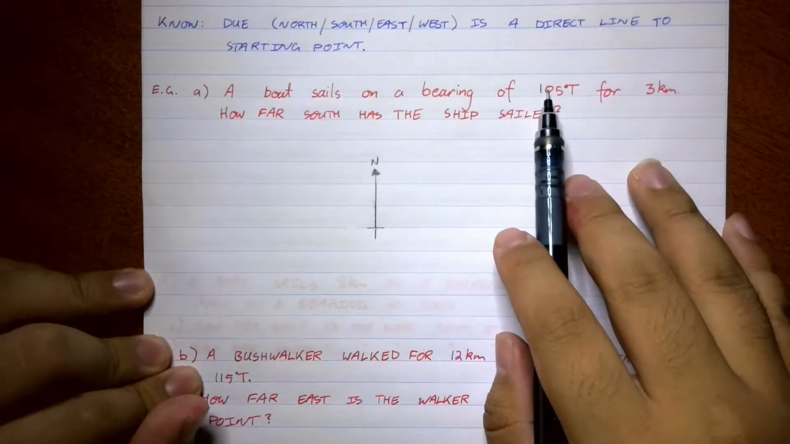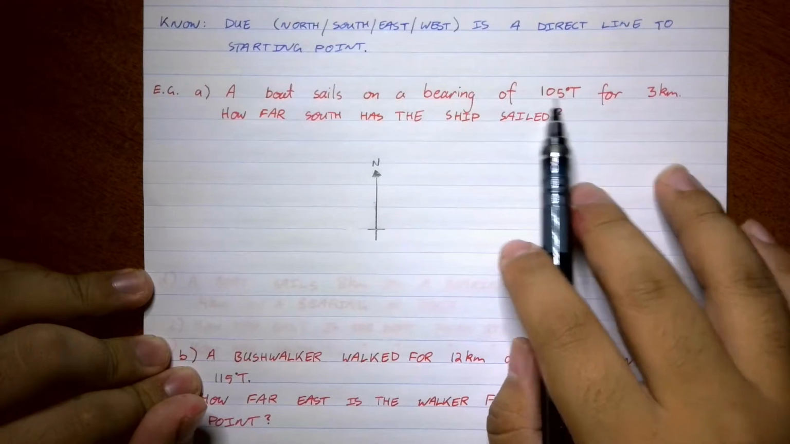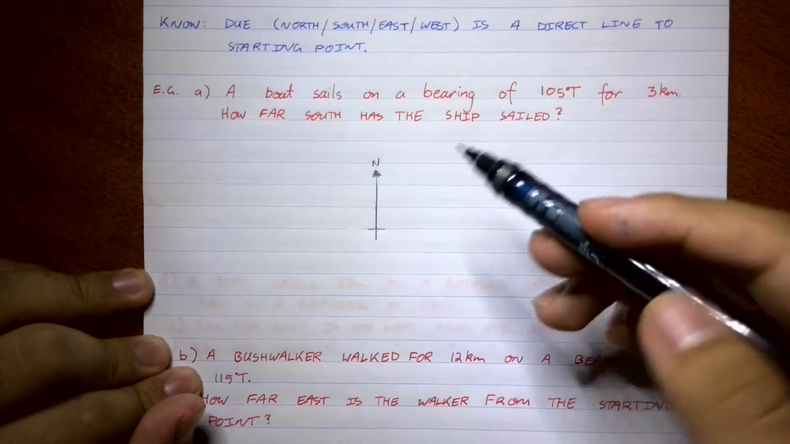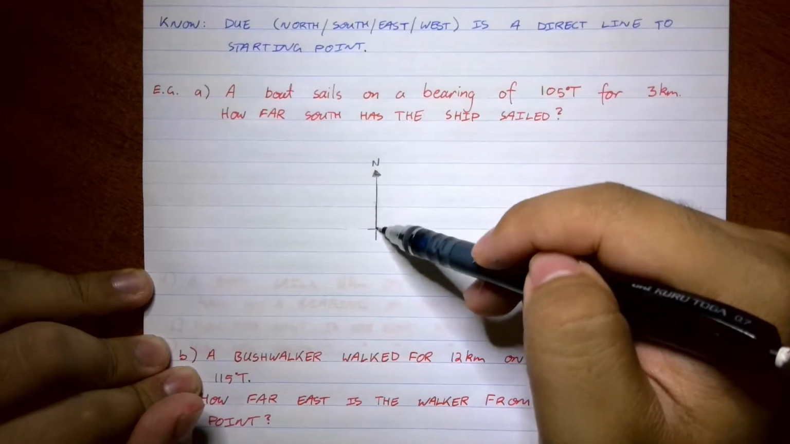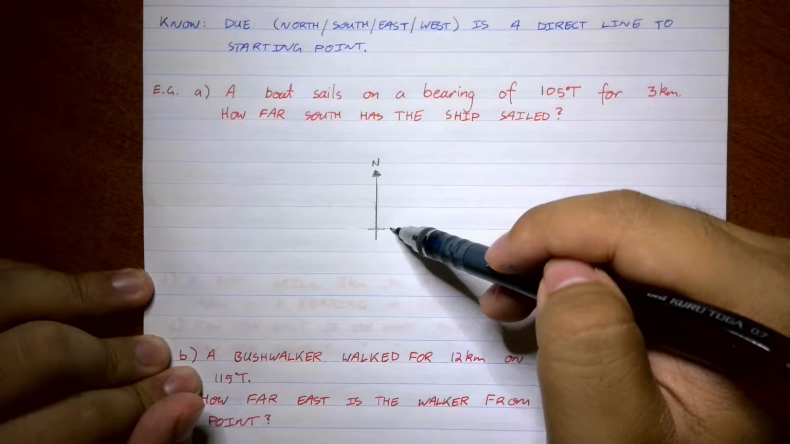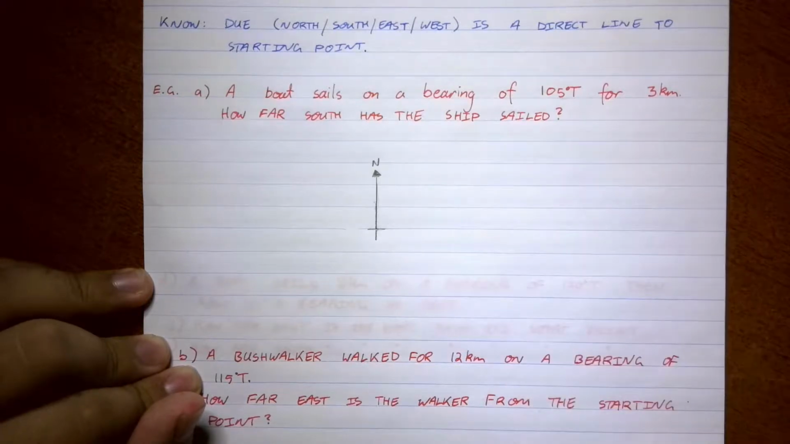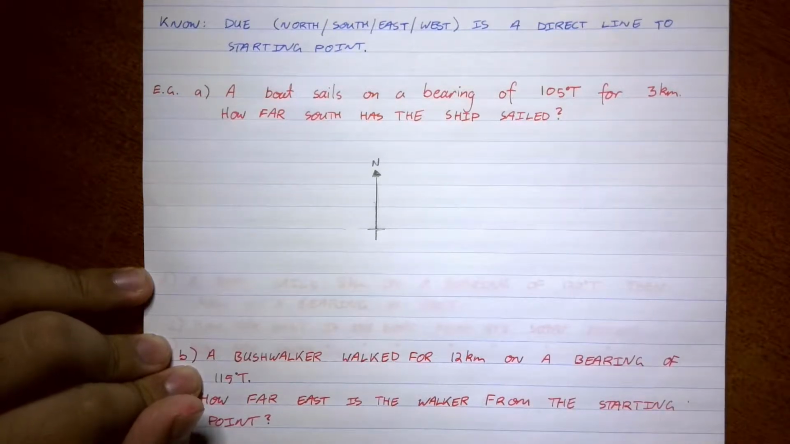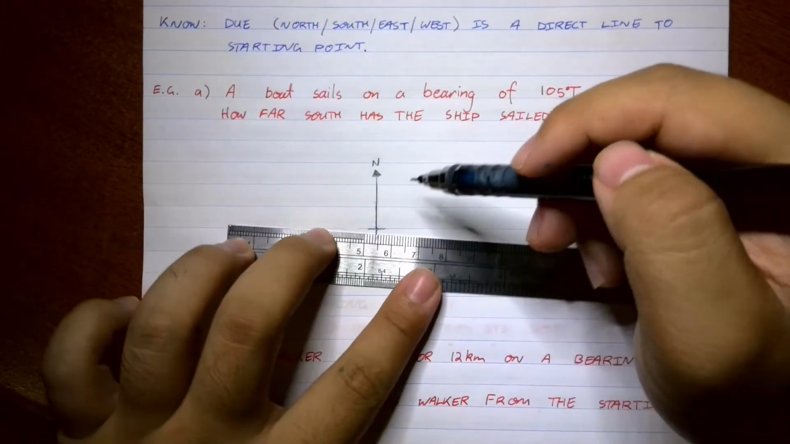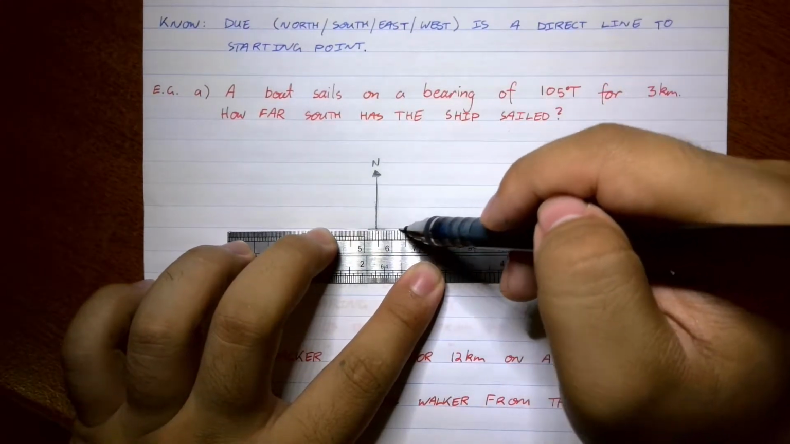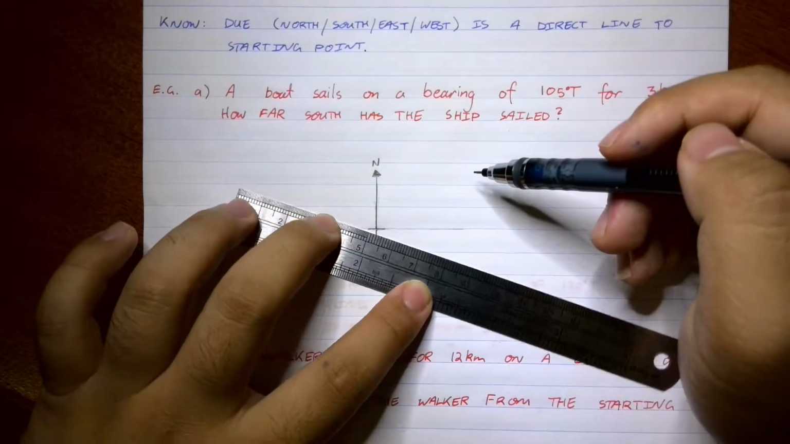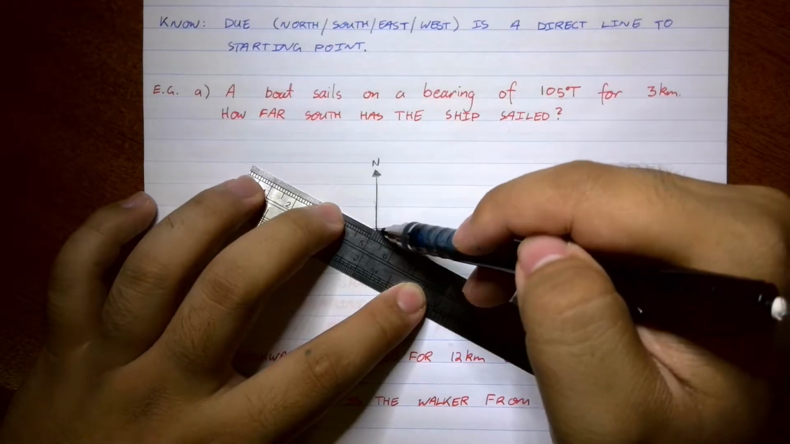And now we need to draw this line, or find the direction of 105. Well, this is 90, so 105 is just past 90. It does not have to be exact, we just need an approximation. So if this here is 90 degrees true, then 105, we'll say, is about here.